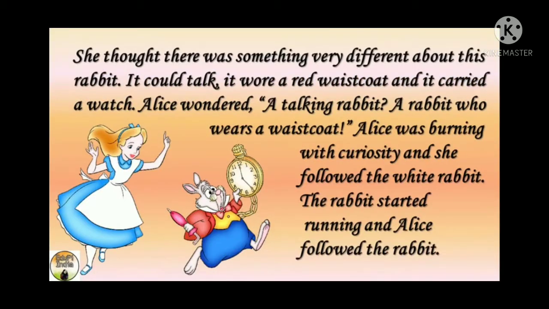She thought there was something very different about this rabbit. Here she means Alice. Thought is the past tense of think. What she thought was that there is something very different about this rabbit, because the rabbit is speaking also. So it could talk, it wore a red waistcoat and it carried a watch. These are the surprising things or something different about this rabbit. Alice wondered, a talking rabbit? A rabbit who wears a waistcoat?